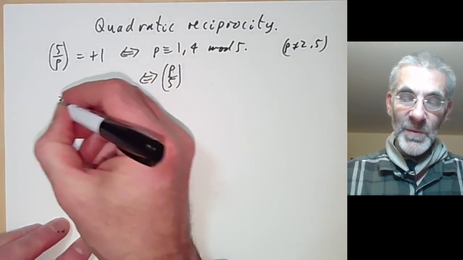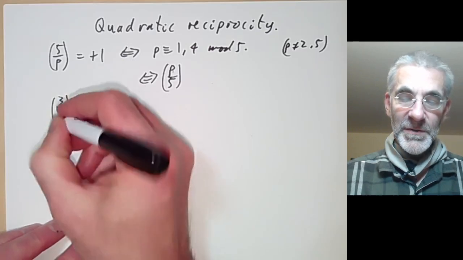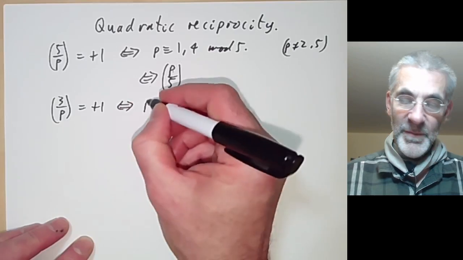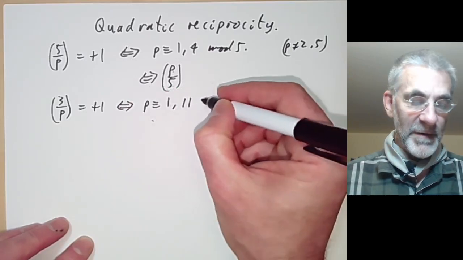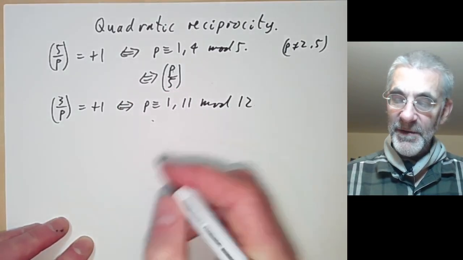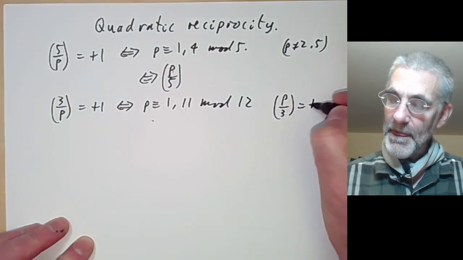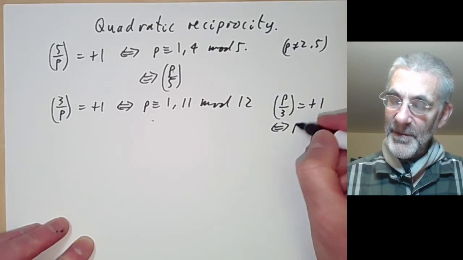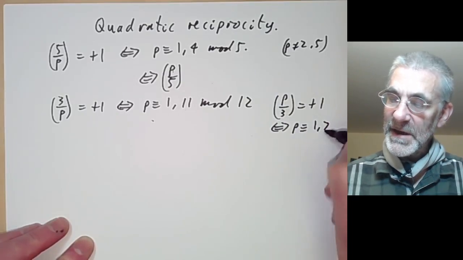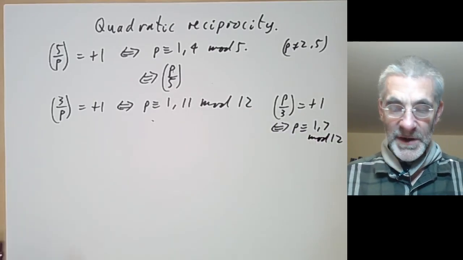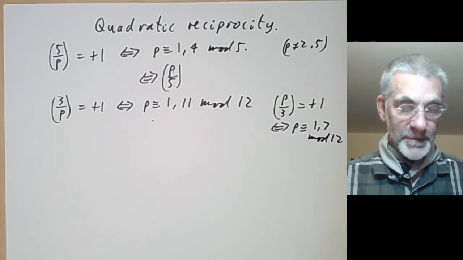So let's see if that works for other primes. The Legendre symbol of 3 over p is equal to plus 1 if and only if p is congruent to 1 or 11 modulo 12. On the other hand, p is a quadratic residue of 3 if and only if p is congruent to 1 or 7 mod 12. And so these are definitely not equivalent conditions.